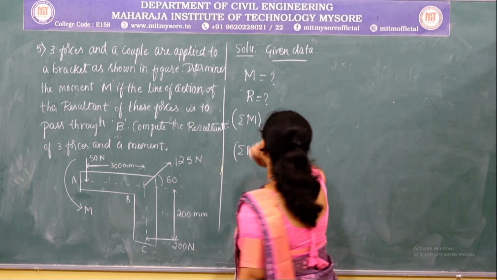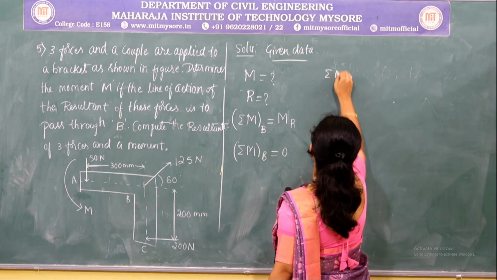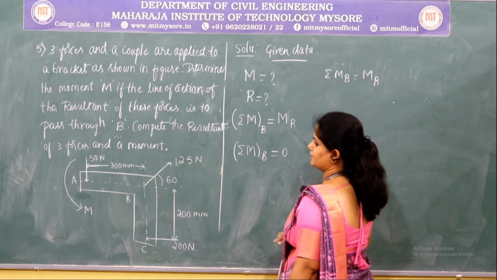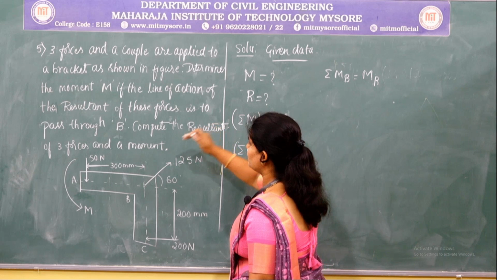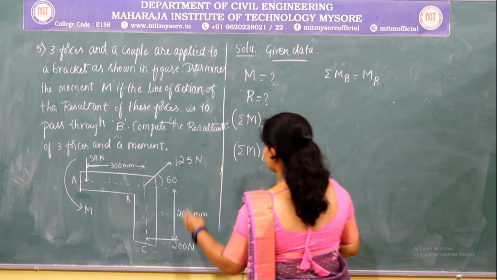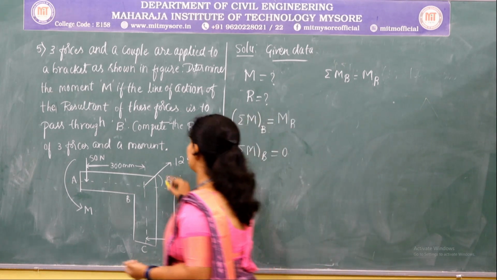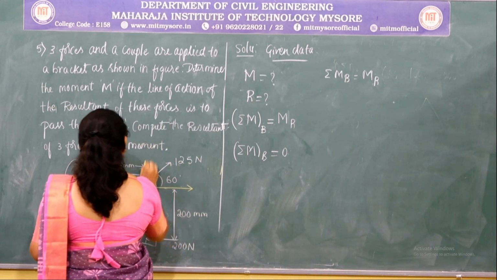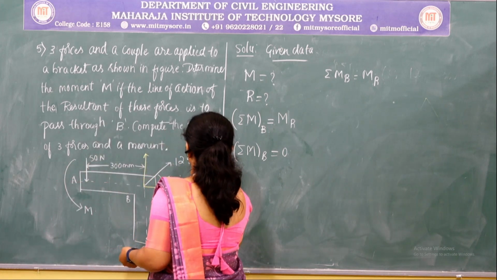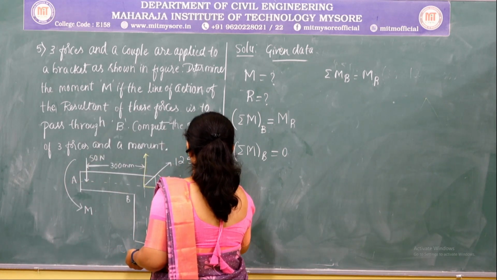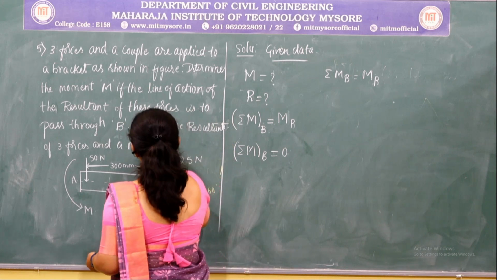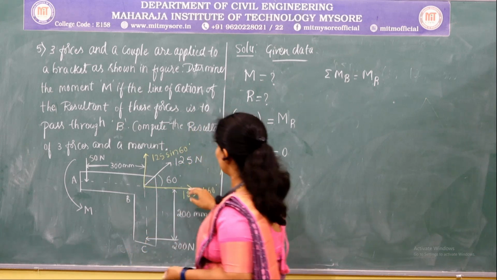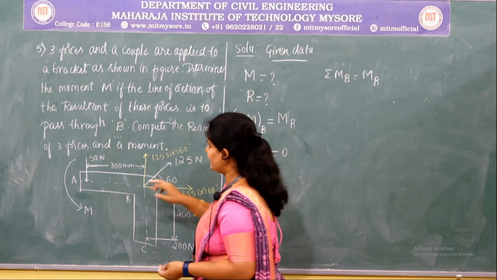So now we shall consider this equal to moment of the resultant. So we shall consider the moment of each individual force about point B. Before that, there is an inclined force, that is 125 Newton. So we shall resolve this. The x component will become 125 cos 60 and the y component will become 125 sin 60. The moment produced by both these components about point B is 0.